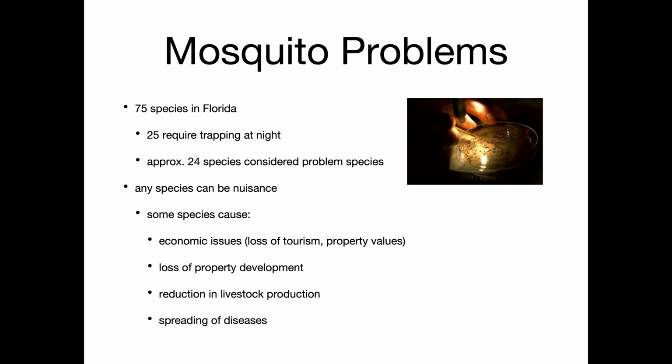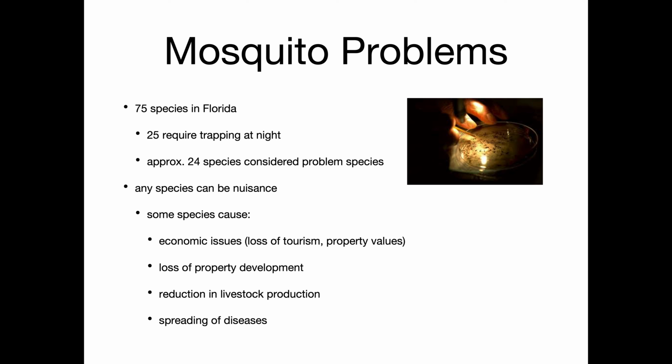So in Florida, there are about 75 different species of mosquitoes. 25 of those 75 species require trapping at night, so light traps are a really important part of any kind of surveillance or control program. There are about 24 different species that are considered problem species that could possibly be disease transmitters or vectors. Any of the 75 species, however, are considered a nuisance.